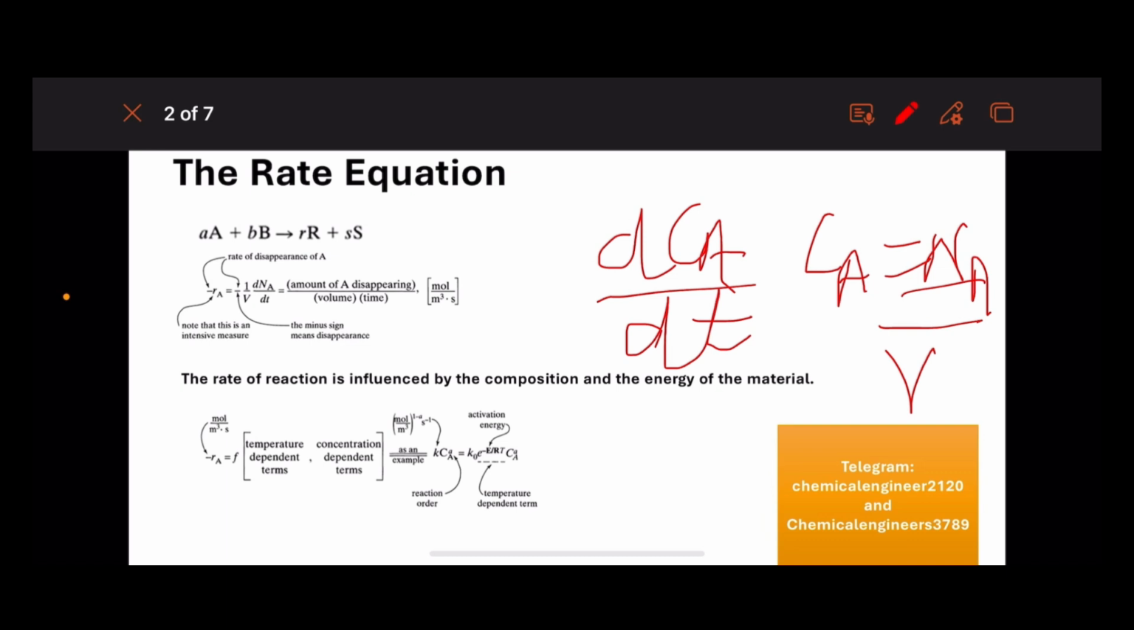So the rate of the reaction is a function of temperature also, as per the Arrhenius equation. Negative of rA equals k0 e to the power minus Ea upon RT, where Ea is your activation energy, as it is written here. Okay, so we conclude from it that the rate of the reaction is a function of temperature.